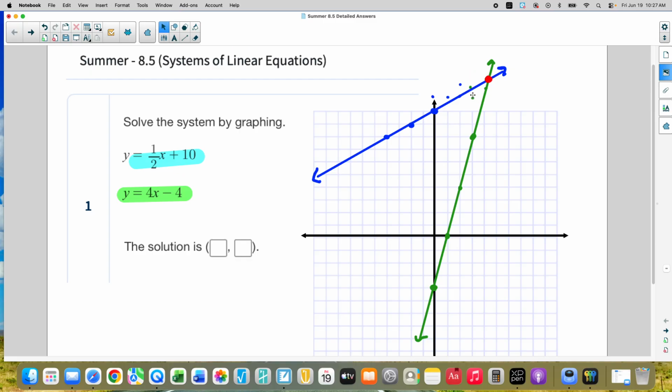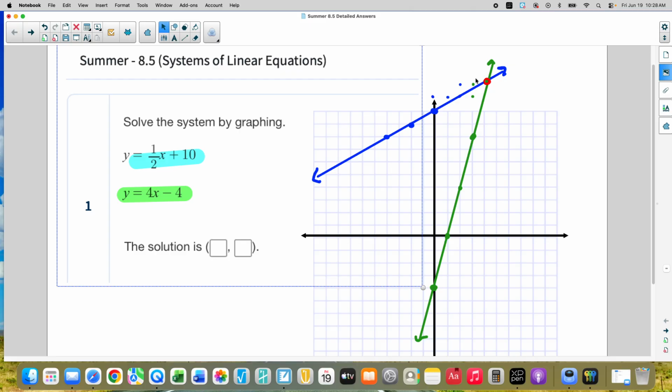Okay, so that's going to be up 1 apparently, and that's going to be up 1, and then over 2. I mean, is that the point? Yeah, I guess it might be. Okay, so what we do is we're looking at this and we're saying, okay, that's the point of intersection.